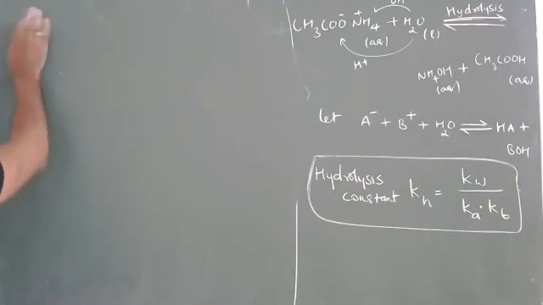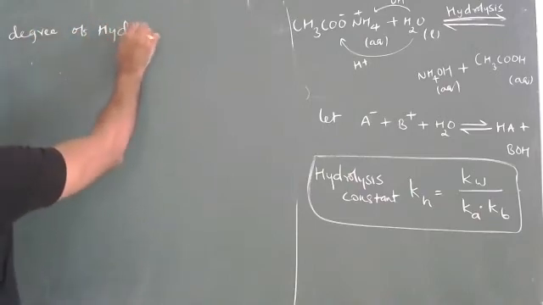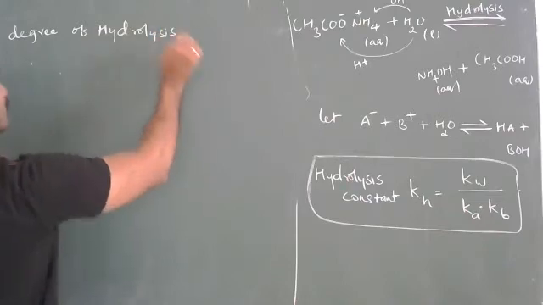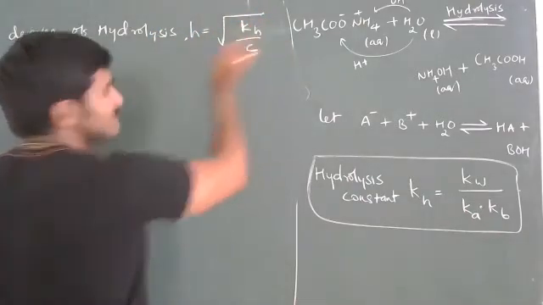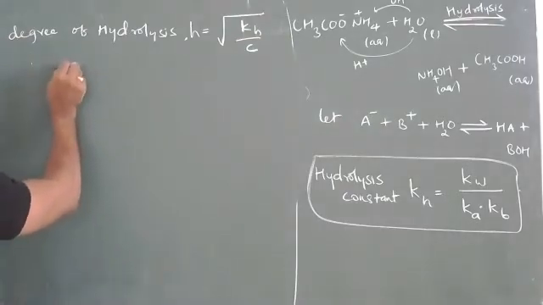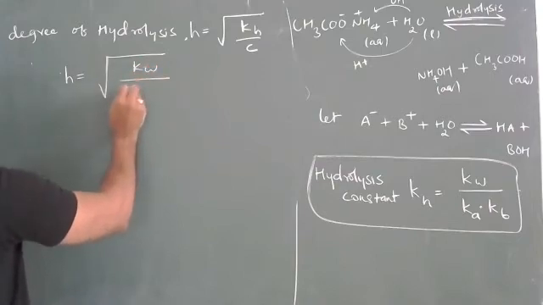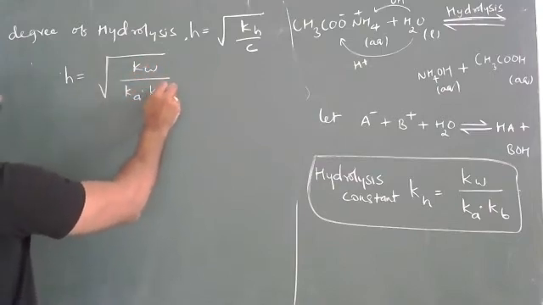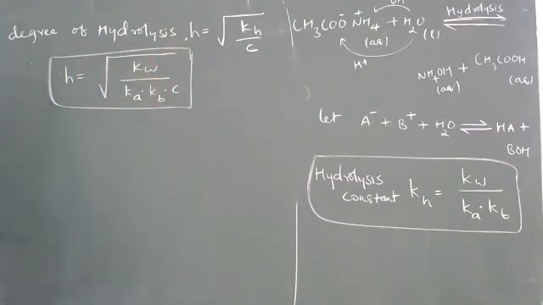So what can I write? Degree of hydrolysis. h is equal to root of KH by C. So what can I write? h is equal to root of Kw by Ka into Kb into C. Okay.